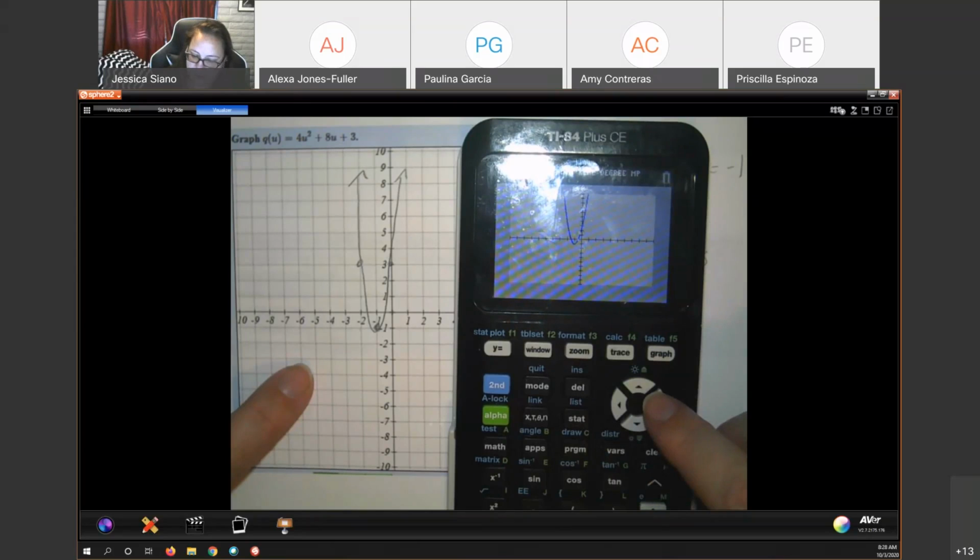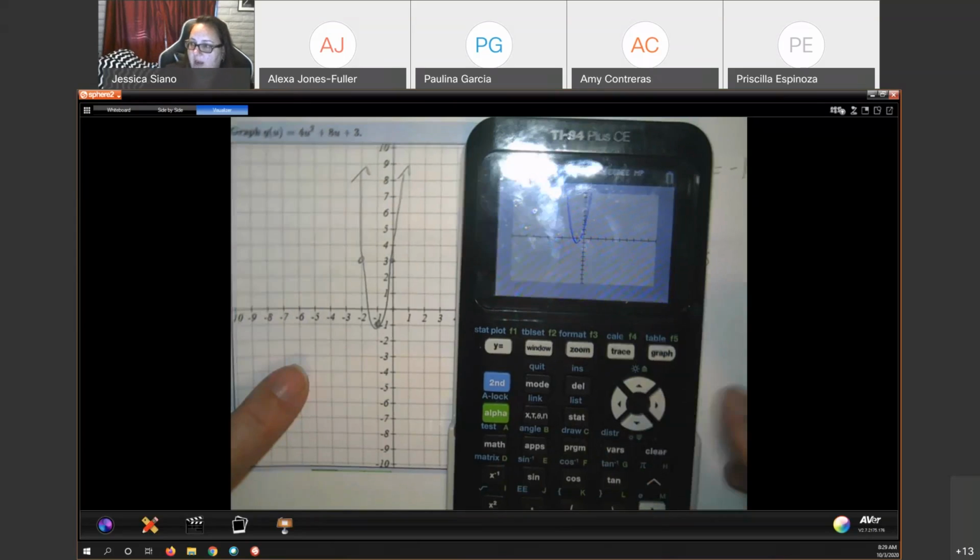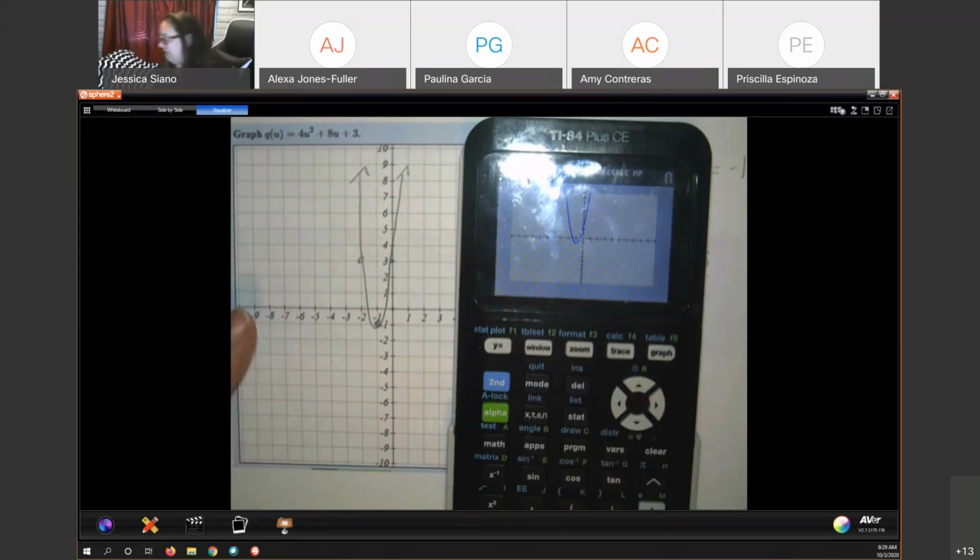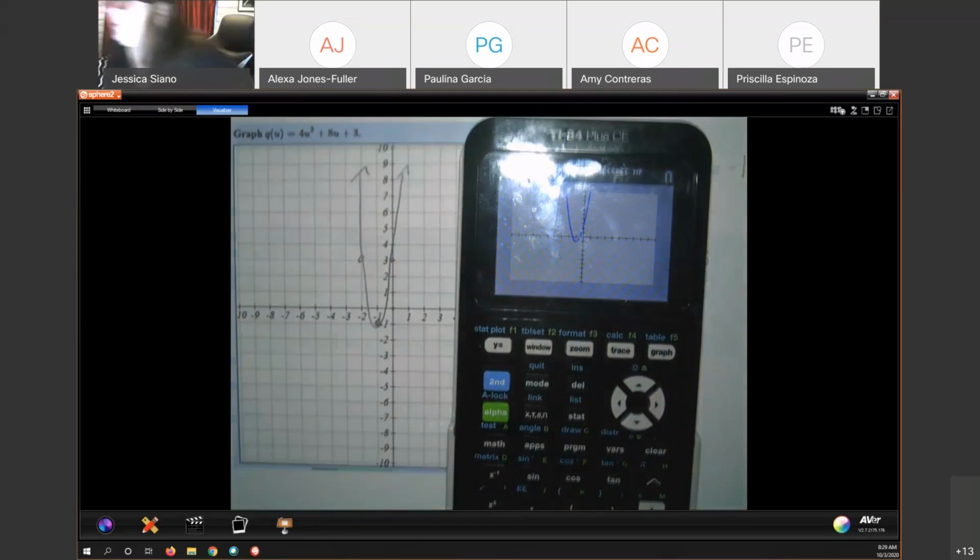And your parabola is going to require 2 points. It's going to require the vertex and any one other point. And you can get those from the table.